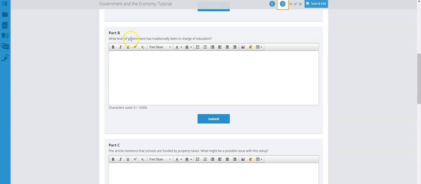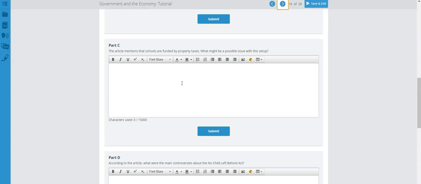Part B. What level of government has traditionally been in charge of education? Please make sure that you provide your answer here. Which department of government is responsible for education? Part C. The article mentioned that schools are funded by property taxes. What might be a possible issue with this setup? Please make sure you go back to the article and make sure that you are answering these questions. Because obviously, as a taxpayer, as a homeowner, people have to pay taxes, and it's a lot of money that's paid on a monthly basis for taxes, and those taxes are part of what funds public education.